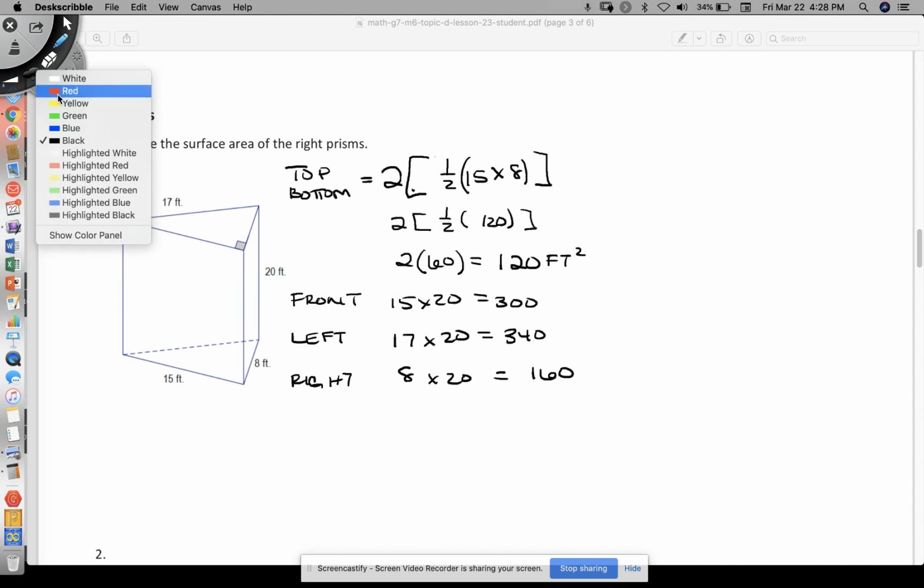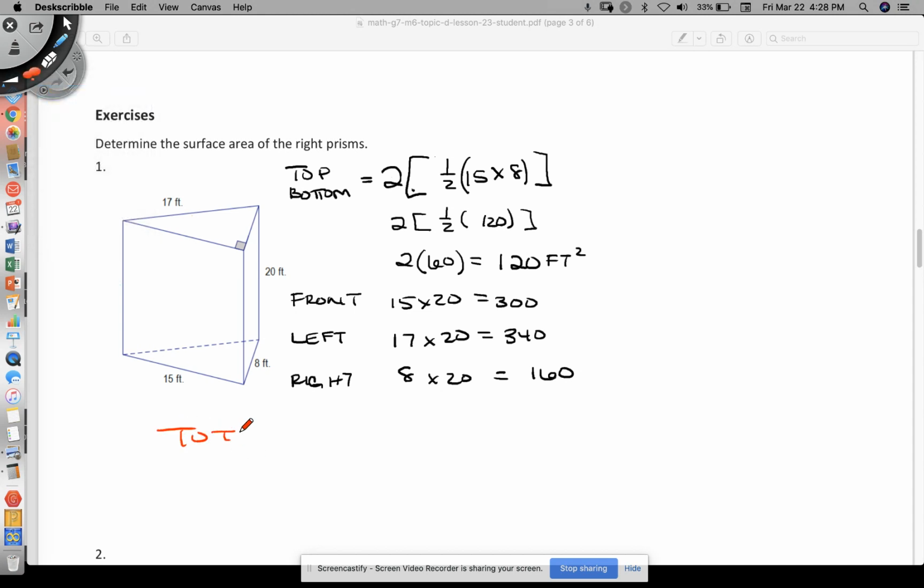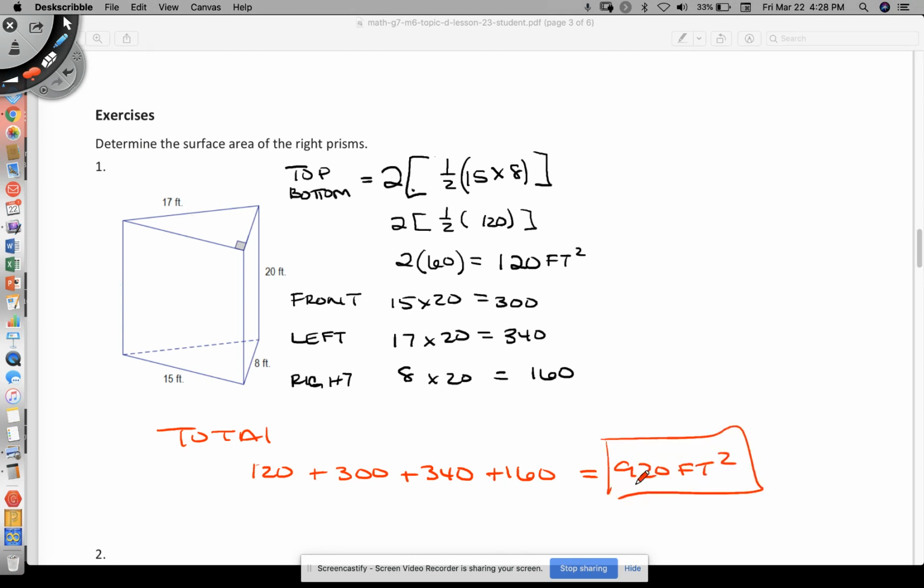So now when we go to find the total, we add all this up. So we're going to say 120 plus 300 plus 340 plus 160 is going to give you 920 feet squared. And there's your final answer.